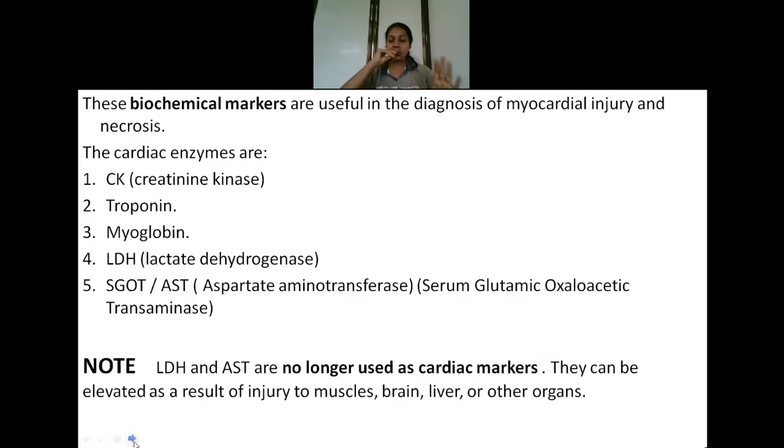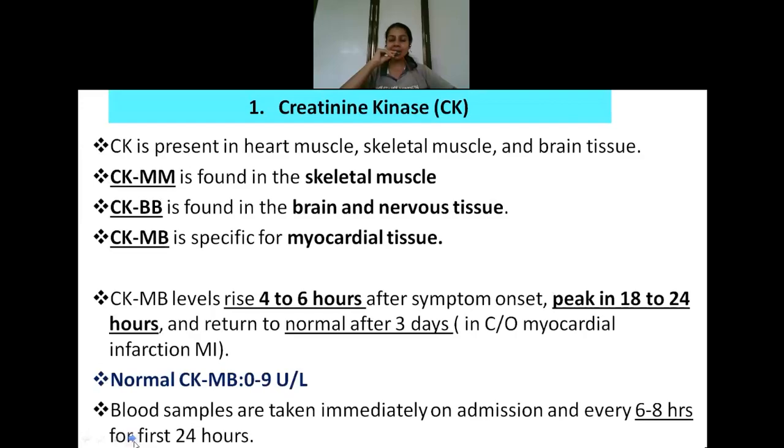That is why presently LDH and SGOT are not considered to be cardiac markers, but creatinine kinase, troponin and myoglobin are considered cardiac markers. Now in detail we will see all these things. First of all we will see creatinine kinase.